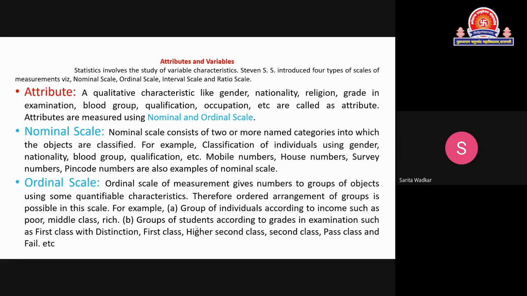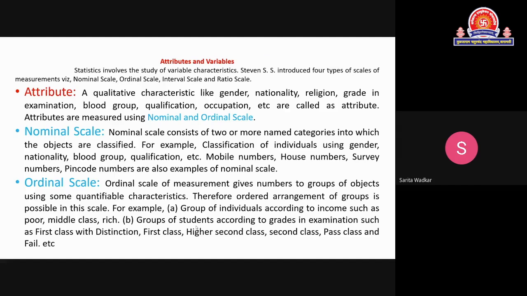Again, we will go for attribute, that is a characteristic which is qualitative in nature and non-measurable. See, here I am saying non-measurable. So non-measurable is known as attribute. Now, how is it non-measurable? So look at the examples.